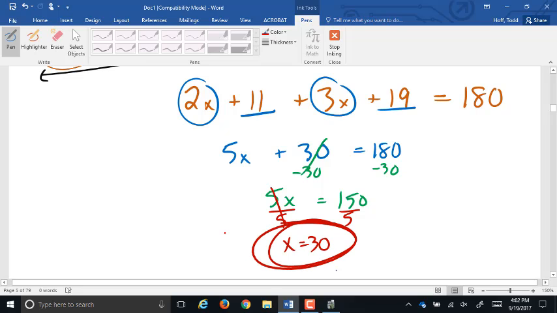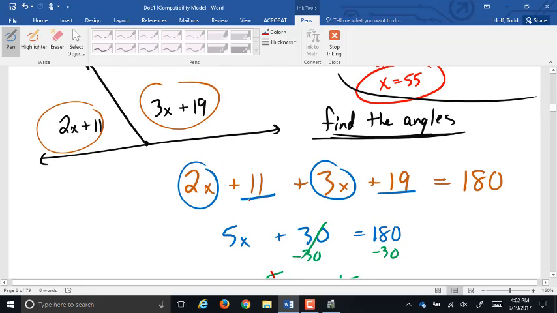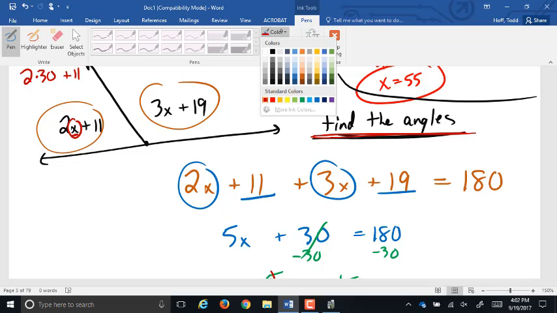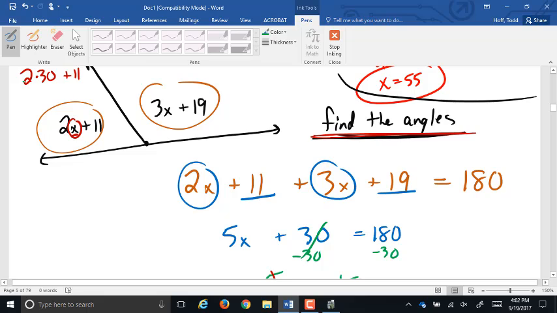Are we all done? Well, let's go back and make sure we've answered the question. The question is find the angles, not find x this time. So if we're asked to find the angles, we have to go back and put 30 in where x is. So 2x plus 11 becomes 2 times 30 plus 11. We do the order of operations. 2 times 30 is 60. Plus 11 is 71 degrees.